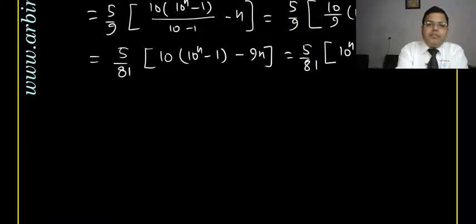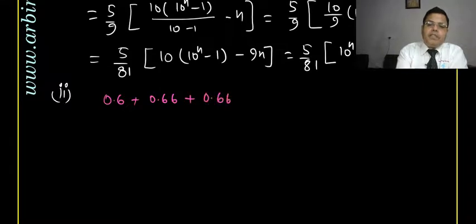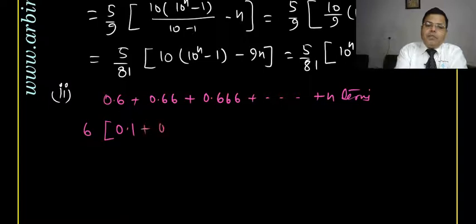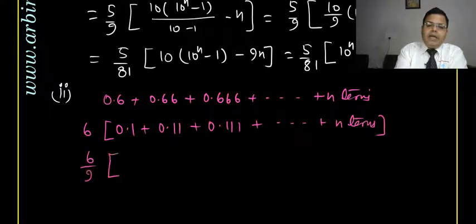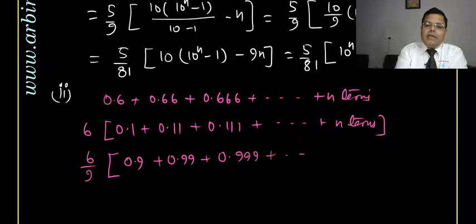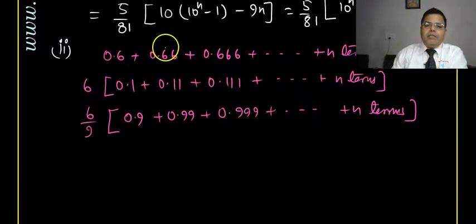Now the second part of this question is given: 0.6 plus 0.66 plus 0.666, like this up to n terms. You can do this also. If you take 6 common, then what will happen? 0.1, 0.11, 0.111 up to n terms. Can we write like this? Now we can divide by 9 and multiply by 9. So this is 0.9, 0.99, 0.999 up to n terms.